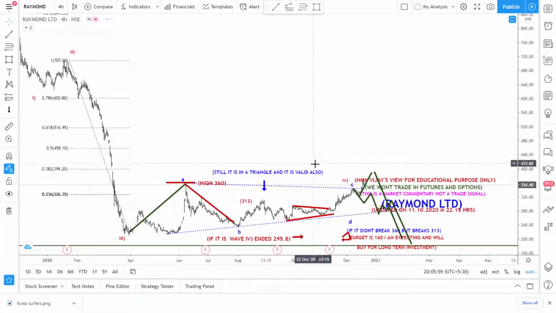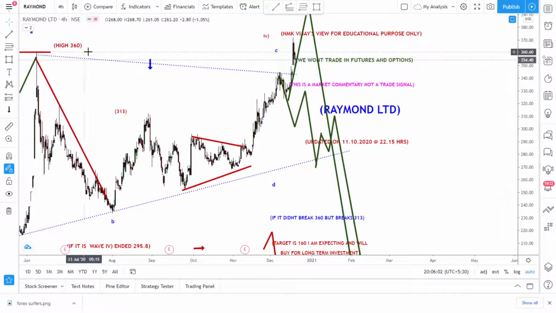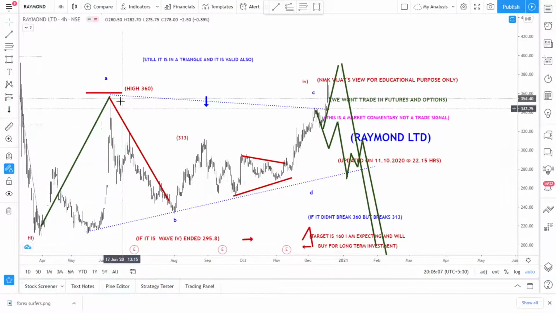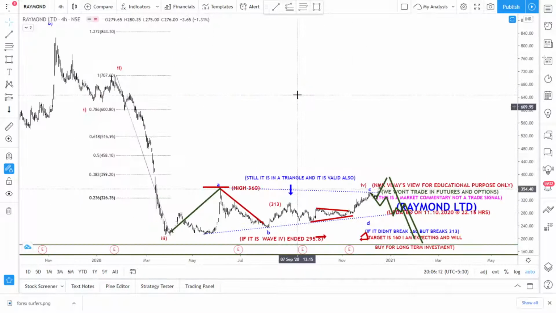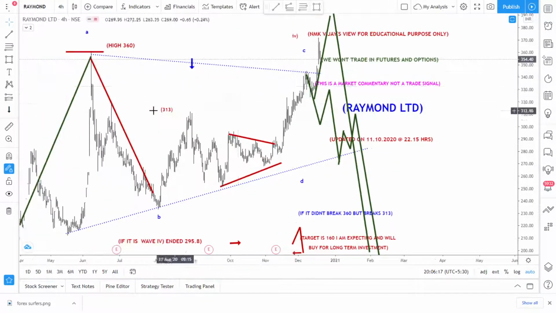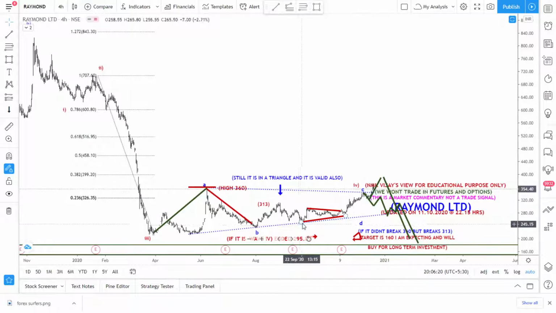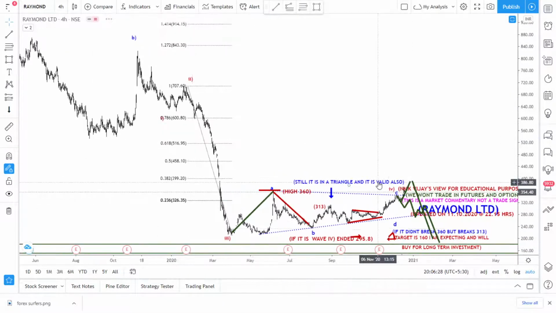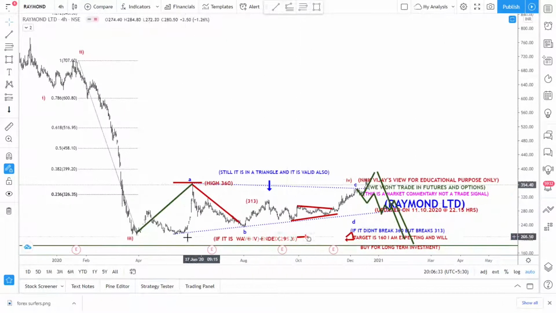So Raymond, it has already broken this high. Now whether this is an ABC, where A, B and C is completed. What I thought is that it would happen in the fourth wave as a triangle, and I already said it can go back to the higher zone to break this high level, and then again it may drop. So whether this is the end of the fourth wave, and I am expecting the fifth wave to break this low of 200, it has to break.